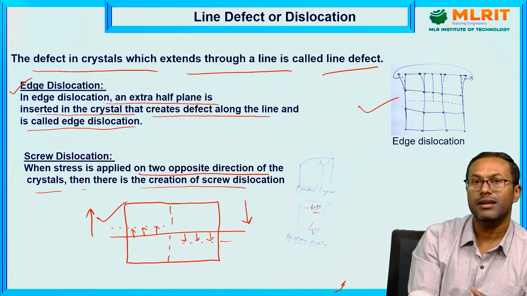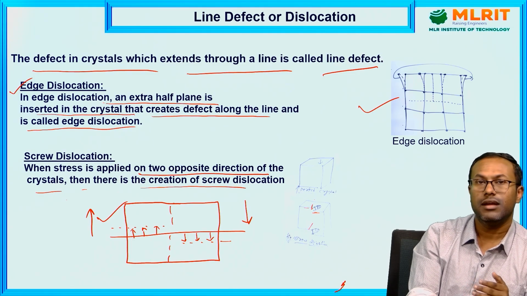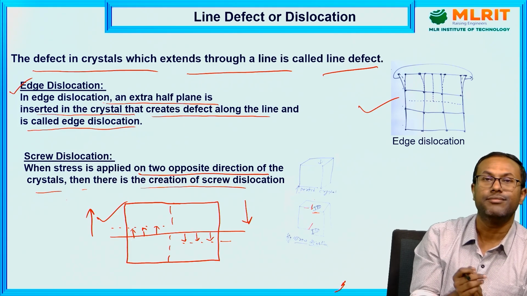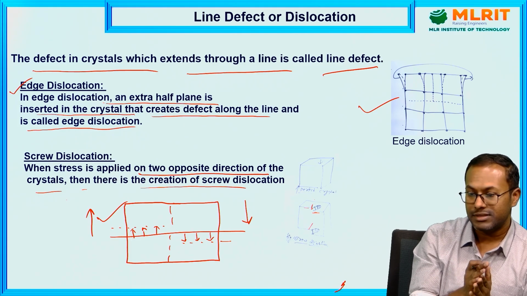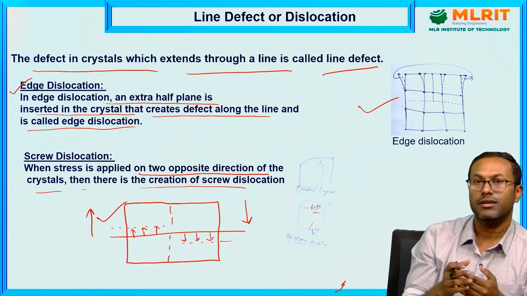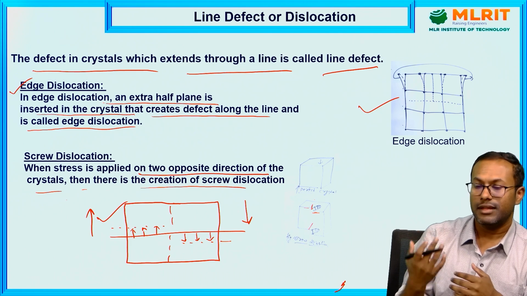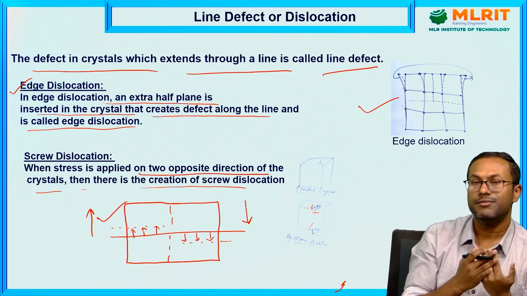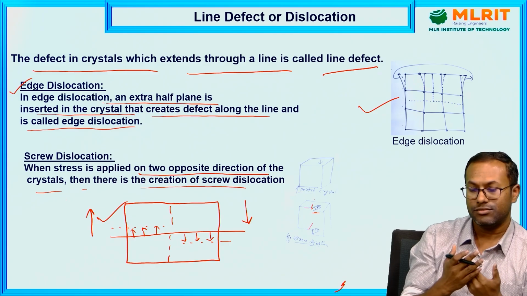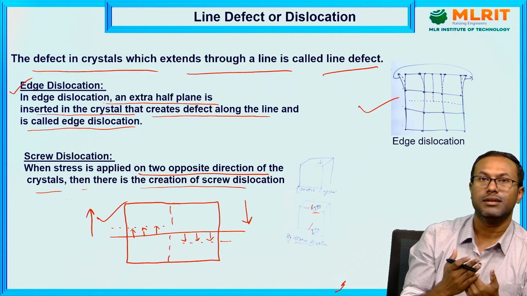I hope the overall idea about defects is clear. Today I mainly discussed point defect and line defect. Let me summarize. What is a defect? A defect is basically due to the misplacement, missing, or irregularity of points in the crystal structure which breaks the periodicity. That is known as a defect. A defect has three parts: point defect, line defect, and plane defect.